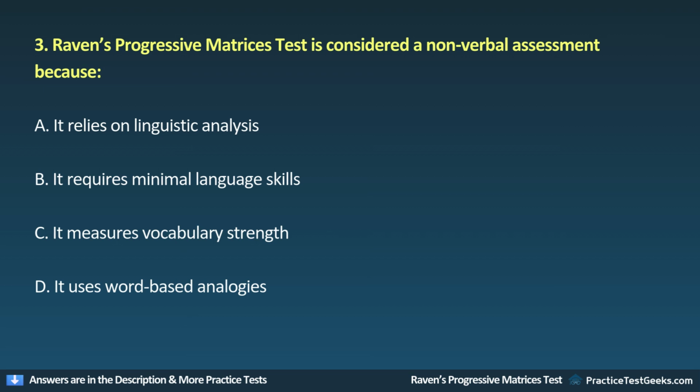3. Raven's Progressive Matrices test is considered a nonverbal assessment because A. It relies on linguistic analysis. B. It requires minimal language skills. C. It measures vocabulary strength. D. It uses word-based analogies.